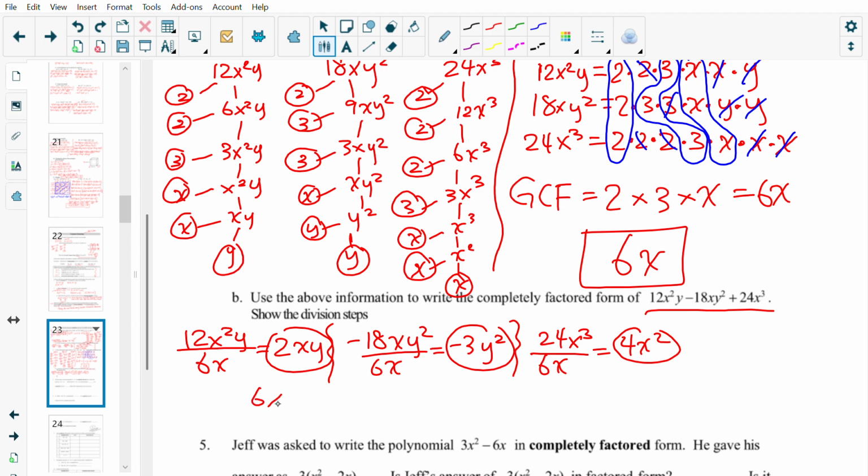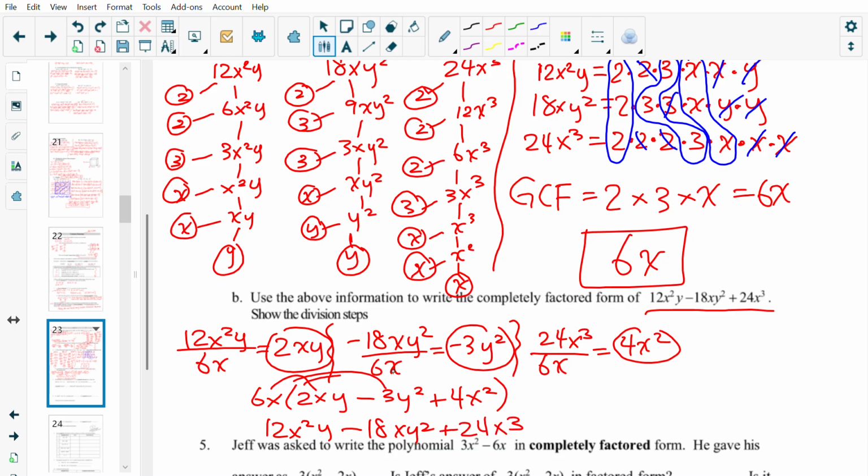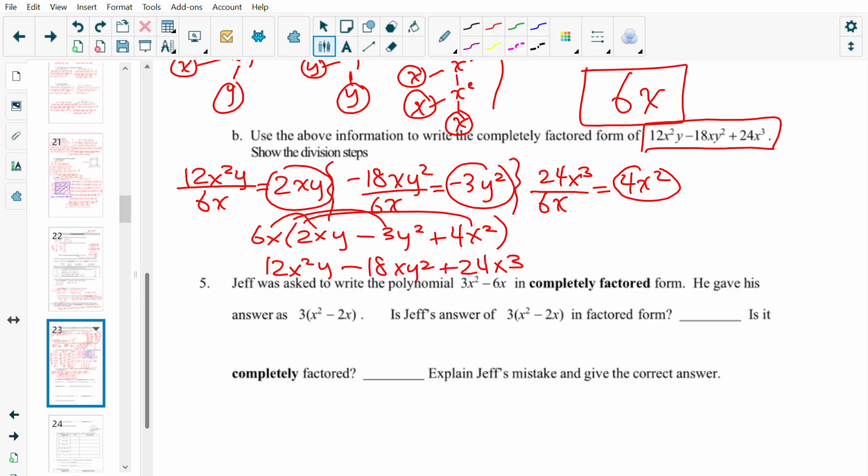So 6x times 2xy minus 3y squared plus 4x squared. If I multiply it back, I get 12x squared y minus 18xy squared plus 24x cubed. And does that check? Sure does. Okay, that's a lot of work for common factoring. It needs to be more fluent and faster than that. The next page will show you that.